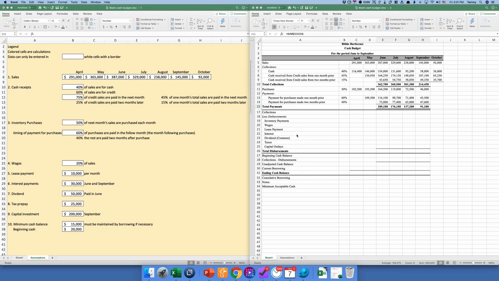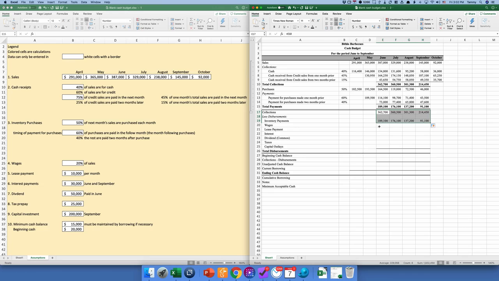All right, so let's fill the rest of this out quickly so that we can get to the meat of this challenge. Let's just focus on June through September. Our total collections are given up here, so we pick that up, and we can pick up our inventory payments as well. Our total payments are 189. So there they are, and we can copy these across. That's easy enough.